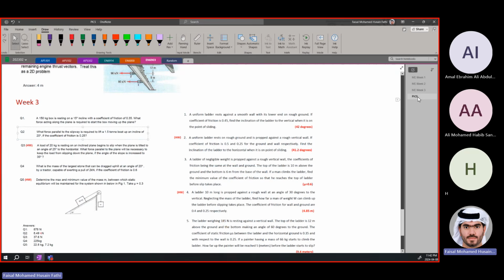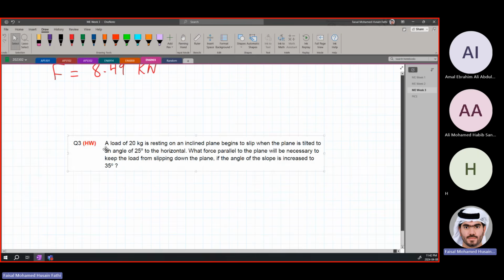Let's solve one more inclined question. Let me see a fun one to solve. Okay, I think question 3 is a bit different. A load of 20 kilograms rests on an inclined plane. Okay, let's solve this one. This is a more important question in my opinion, which is question 3.